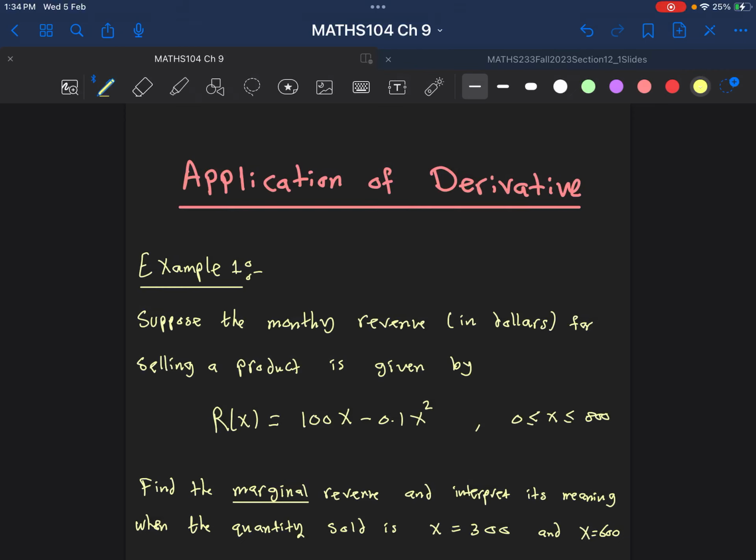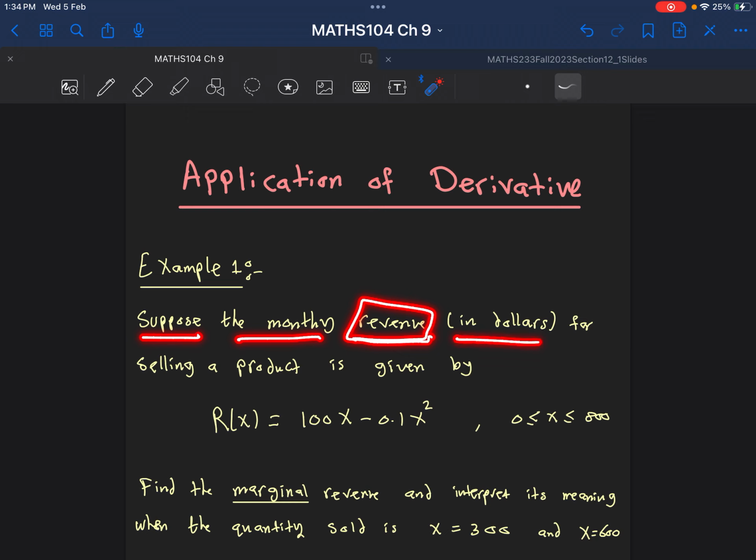Welcome, student, to this example where we'll do an application of the derivative in business. So far, we know how to find the derivative using the product rule, the constant factor rule, and the sum rule. And we will use it now in this example.